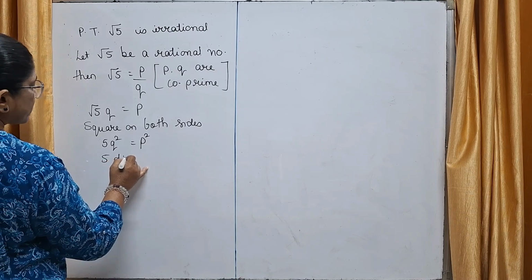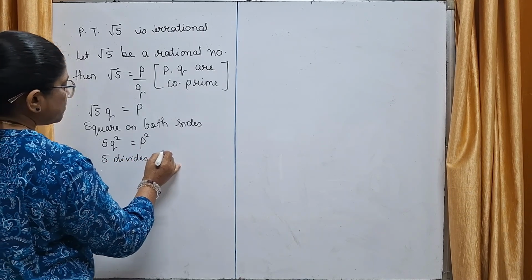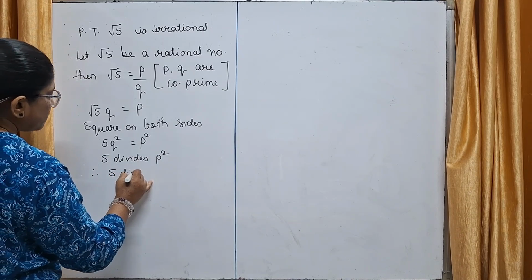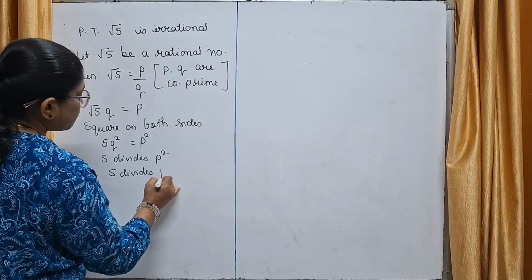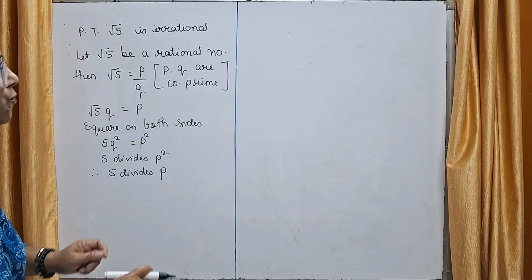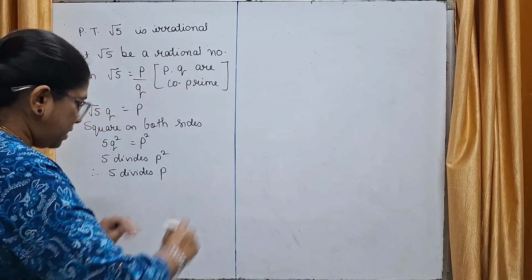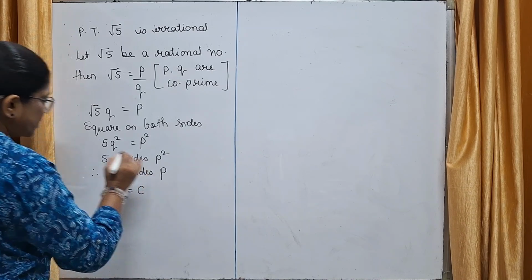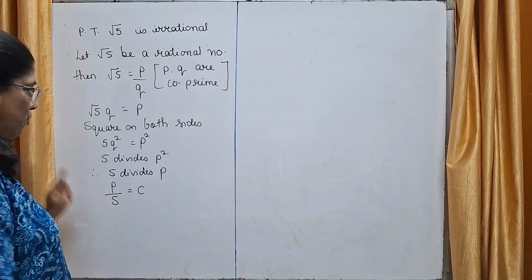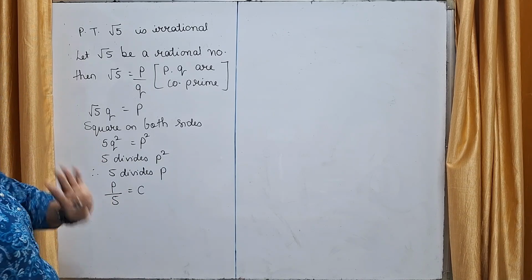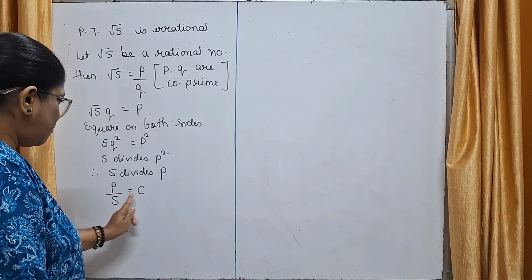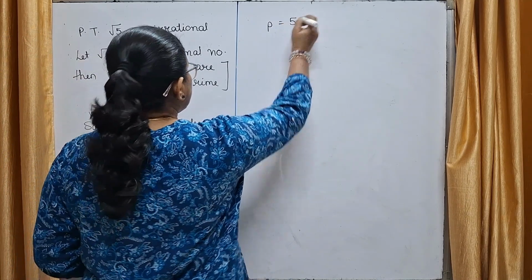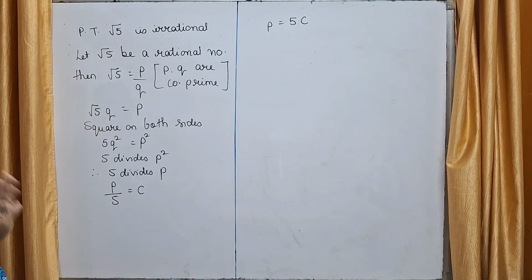5 divides P square. And if 5 divides P square, therefore 5 also divides P. Okay. Now if 5 divides P, means if P is divided by 5, we get one quotient. Let us assume that it is C. So when we divide this P by 5, we get C. Fine. Now P divided by 5 is C. This means P is equal to 5C. Okay. P is equal to 5C.